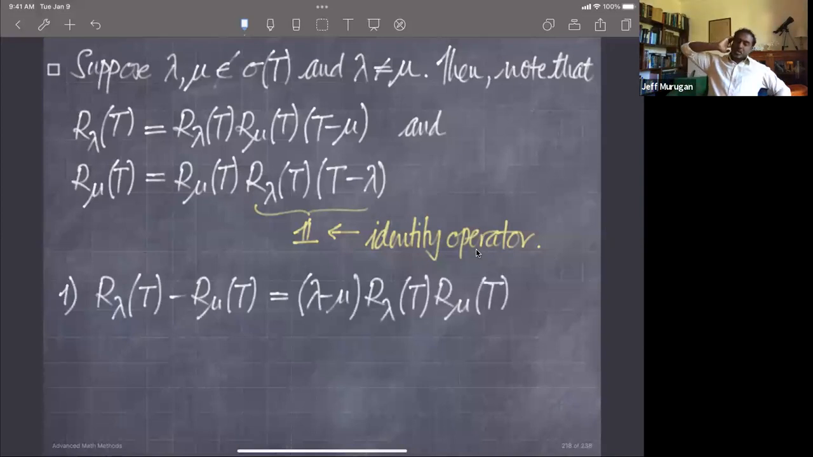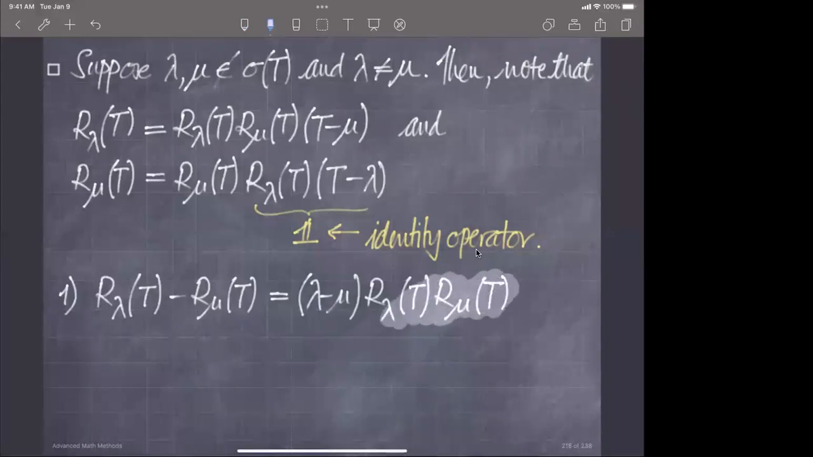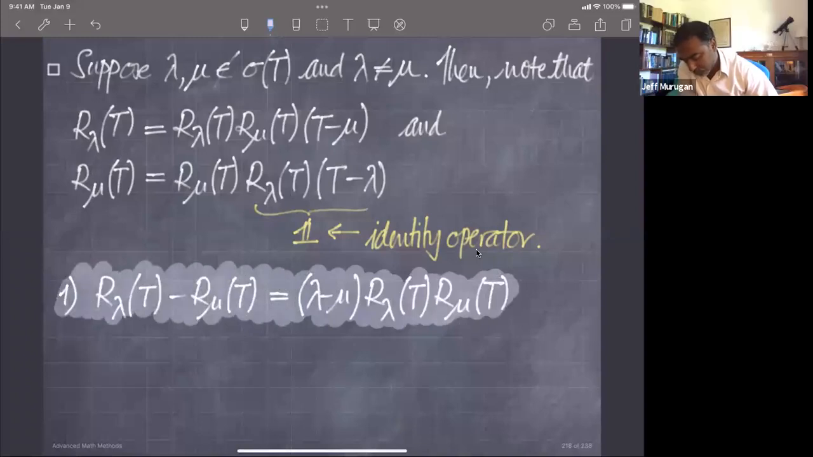So this ability to write the difference of two resolvent operators as the product of those two resolvent operators is going to be very important when we have large sums of resolvent operators, for example, in Taylor series expansions, right? Can everybody see that this is kind of obviously true? Good. Okay, so that's the first property that we're going to need.